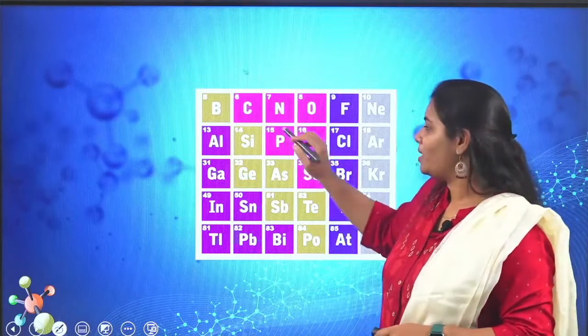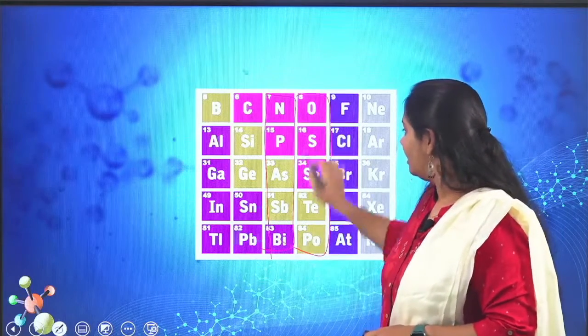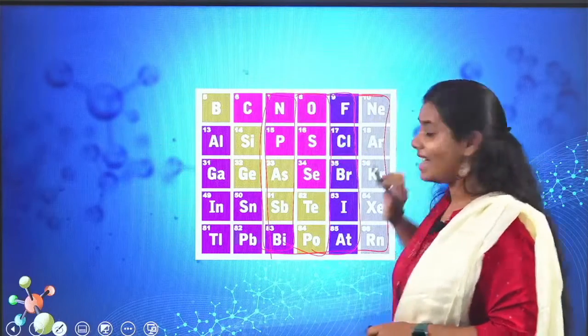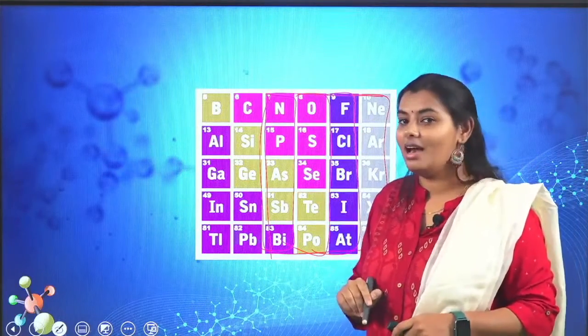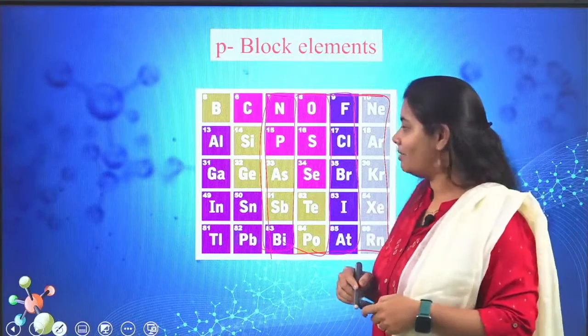So we are going to be studying about this and these four. So which chapter is this exactly? The P block elements. So what will we be studying in P block elements?